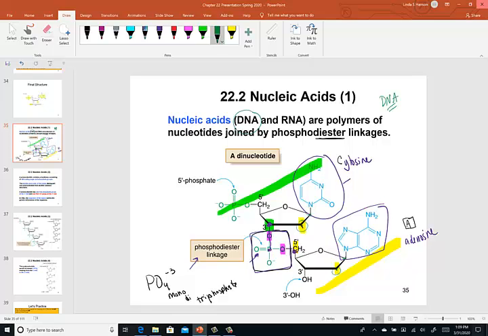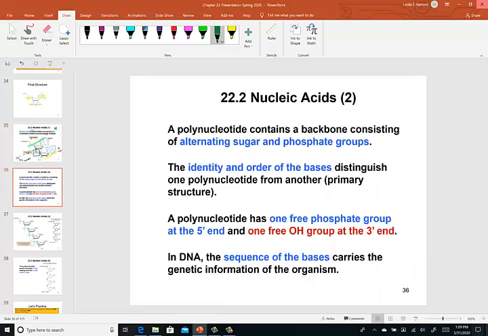These are two nucleotides that are joined together. That's why we're calling it a dinucleotide. And we see that a phosphate linkage, it's called a diester because there are two oxygens, a diester linkage, joining one nucleotide to the next. All right, let's keep digesting that.